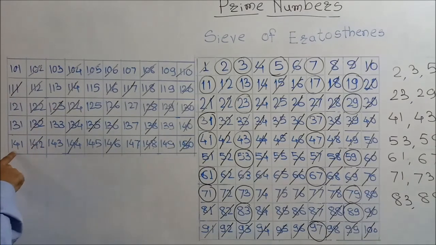And we are having 141. 1 plus 4, 5, plus 1, 6. So 6 is divisible by 3. So 141 is also divisible by 3. So we are going to cut it.